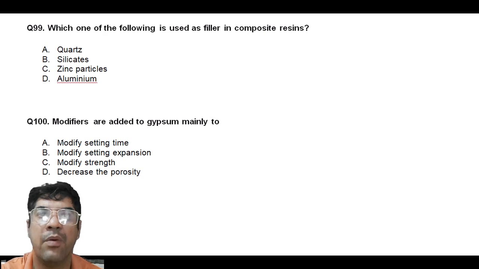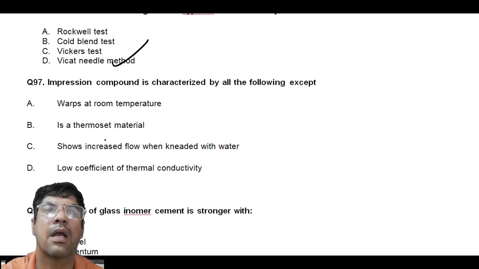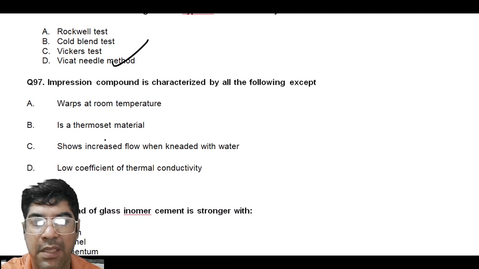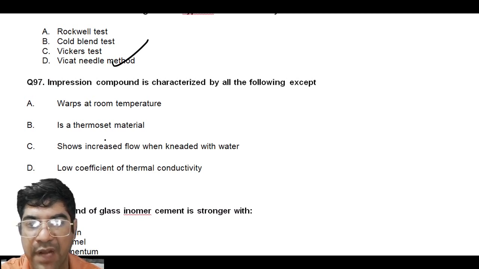The impression compound is characterized by all of the following except for being a thermoset material. Impression compound and agar waxes are thermoplastic materials and not thermoset. Thermoset materials set through a chemical reaction, while thermoplastic materials become soft and pliable when heated and solidify on cooling.